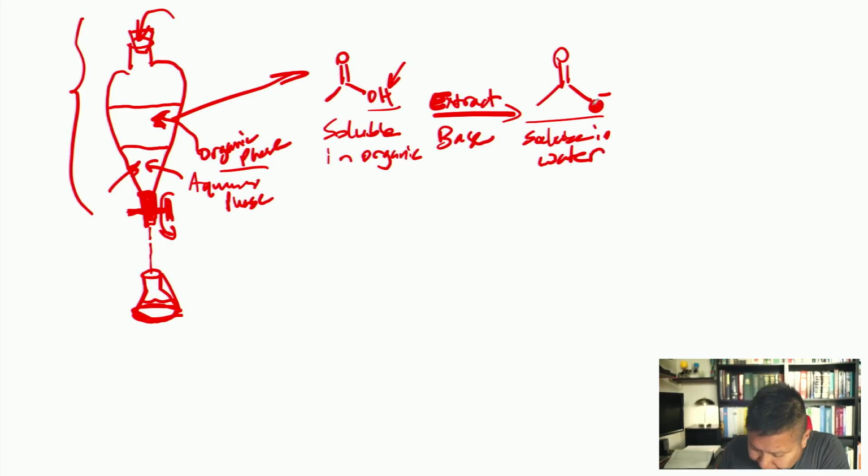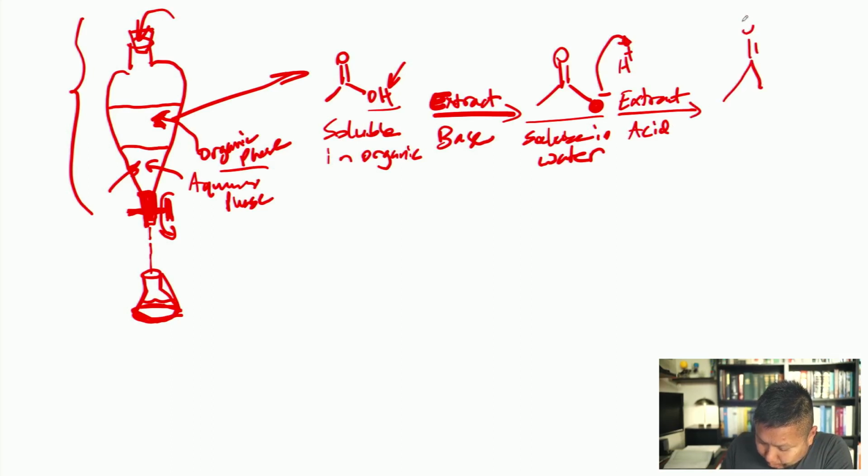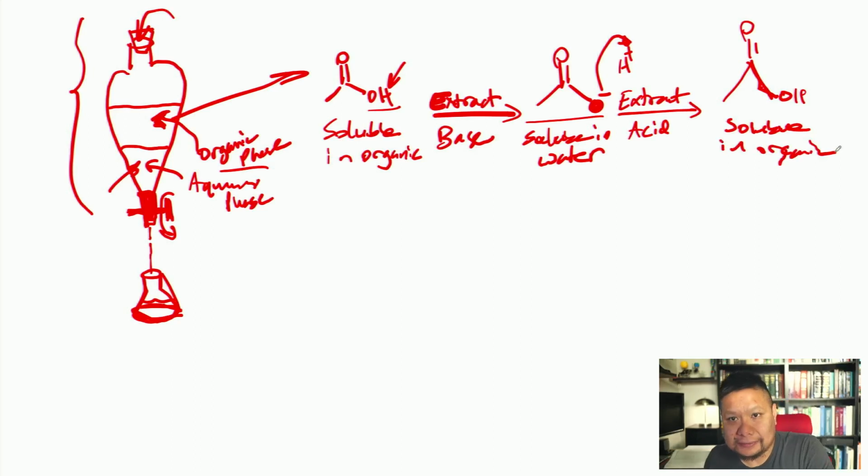And so once you have it there and nice and clean in the water, you can put it back into the separatory funnel, and then extract it again with some acid. And when you added the acid in, you can protonate your carboxylate, and you end up with your original, man, I am having a problem drawing today. You have your original carboxylic acid, which is now soluble in the organic again. It's soluble in the organic phase again, okay?